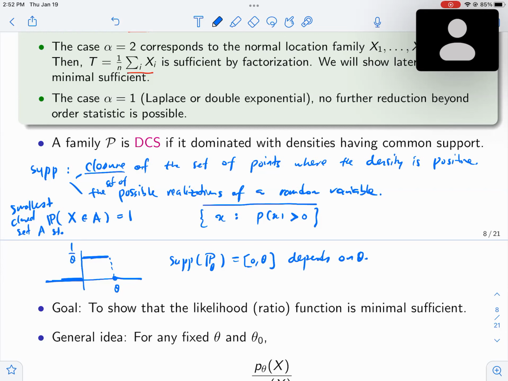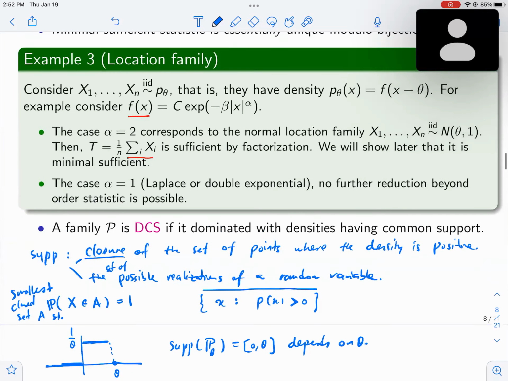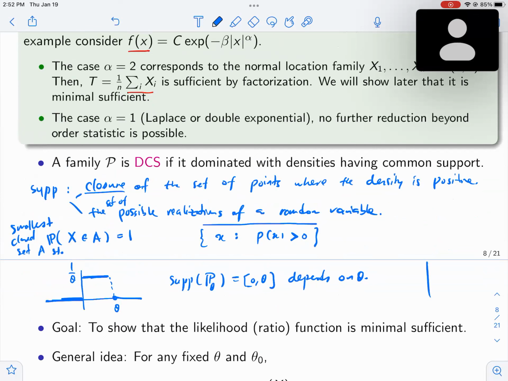But for example, the case where we have this Gaussian normal family, let's say. So p theta is normal theta and 1. What is the support of p theta here? The reals. So this has a support that doesn't depend on theta. So that has the common support property that I'm looking for. I don't want the support to depend on the parameter. So this case is ruled out. This case is what we care about.